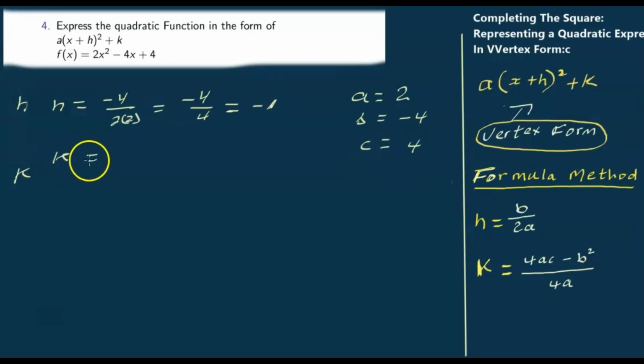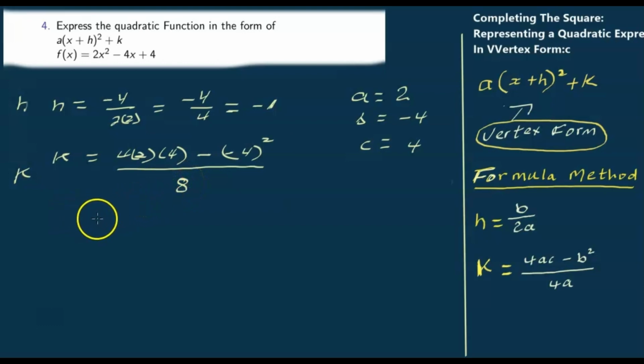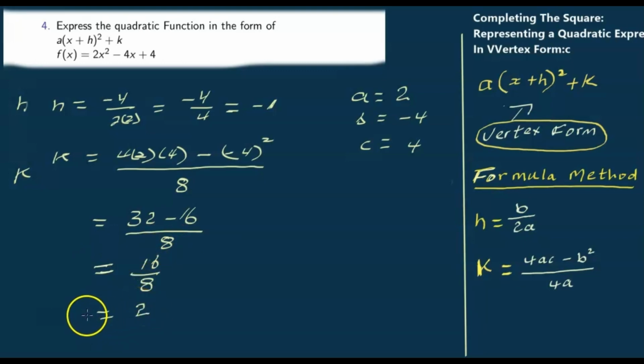Now to find k, k will equal 4 times 2 times 4 minus negative 4 squared, all over 8. Now working in the numerator, 4 times 2 is 8, 8 times 4 is 32, so we get 32 minus 4 times 4 is 16, 16 times negative 1 will give us negative 16, all over 8. So 32 minus 16 gives us 16. 16 over 8, and our answer is 2. So therefore k equals 2.